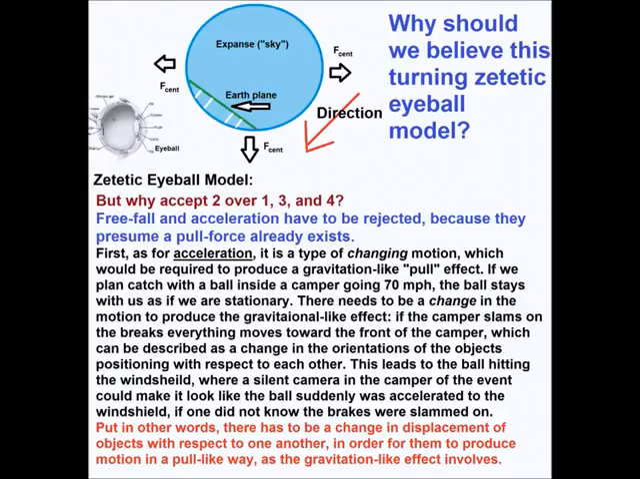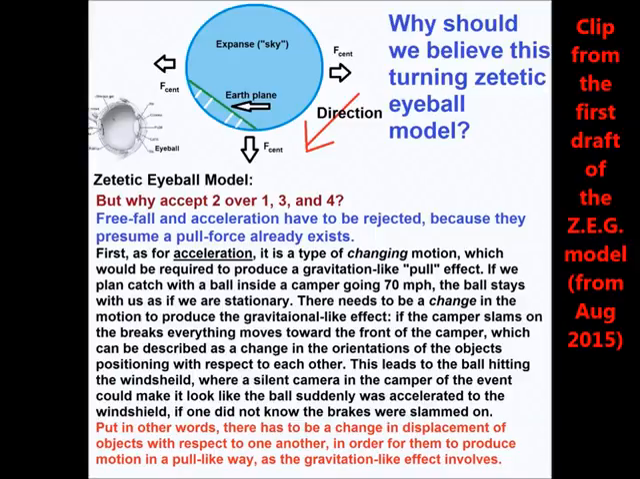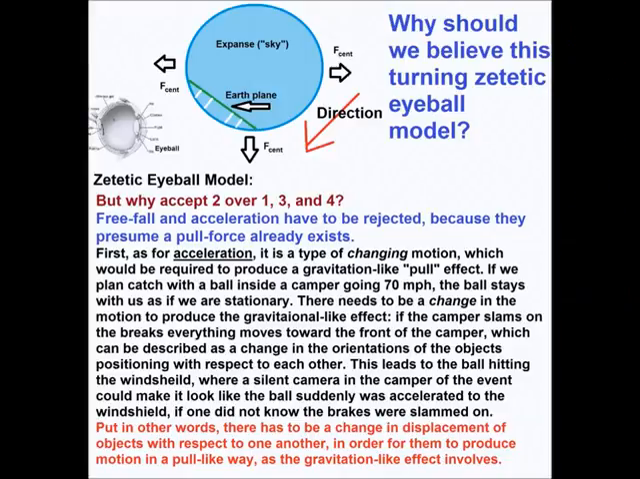So the upward plane would continually have to accelerate its motion in order to account for displacement of objects. If the camper suddenly puts on its brakes, the ball will go forward and possibly the people will as well, because the orientation of speeds and objects and their positioning with respect to one another has changed. This is what the gravitation-like motion of objects moving down toward the surface of the earth, called falling, exhibits and involves.